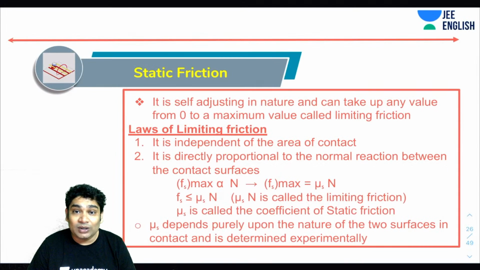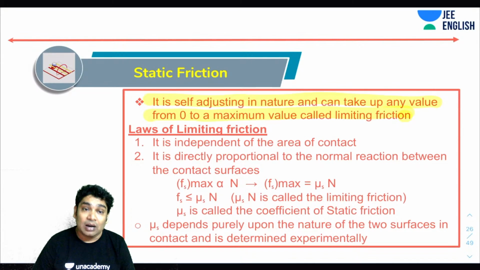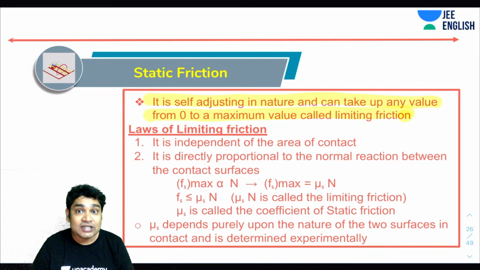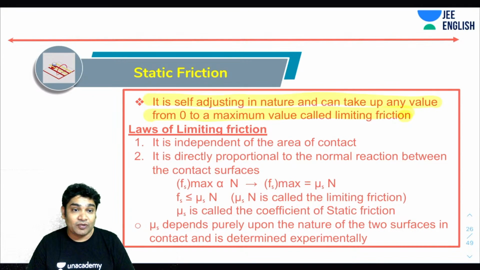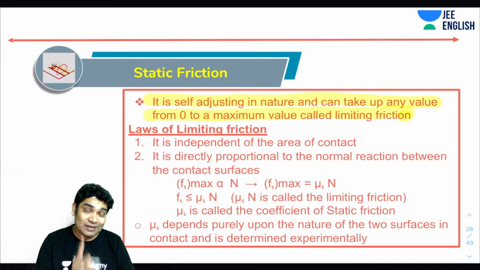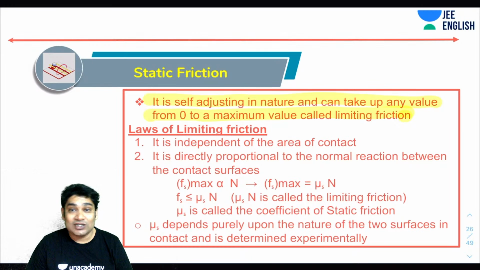So let's quickly talk about static friction first. You realize from the graph that static friction is a self-adjusting force and can take up any value from 0 to a maximum value called limiting friction. How much value it will take? It will take the value which is required to prevent slipping. Please remember, the aim of friction is to prevent any kind of slipping. So static friction will take up any value which will prevent relative slipping between two surfaces. It does not oppose motion, it opposes relative motion. Friction causes motion at times. Please remember that.